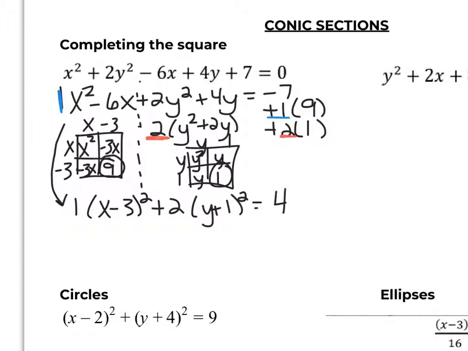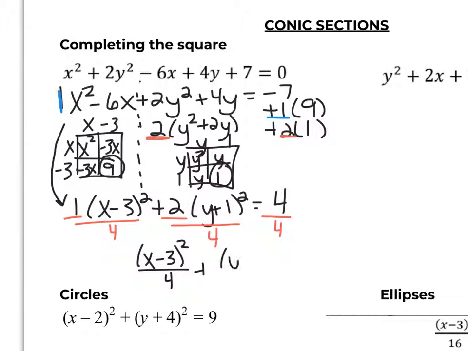4. And now, because these aren't the same number, I need this to be equal to 1. So I'm going to divide everything by 4. And I get conic form, x minus 3 squared over 4 plus y plus 1 squared over 2 equals 1, which means this is an ellipse.